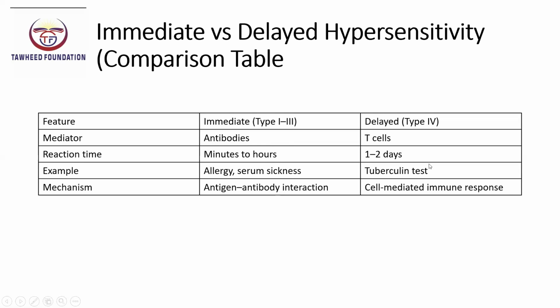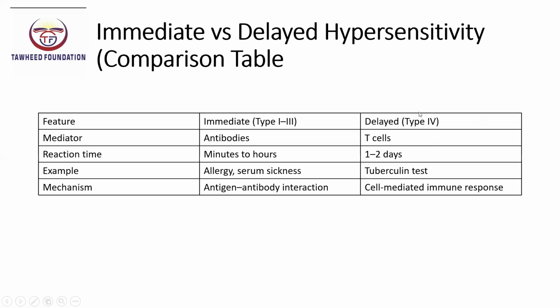Delayed reactions are mediated by T cells and appear after 1 or 2 days. An example is the tuberculin skin test. In this case, the immune response itself, primarily T cells, leads to tissue inflammation. Recognizing these differences helps us predict the onset and type of symptoms in patients and choose the correct treatment approach.